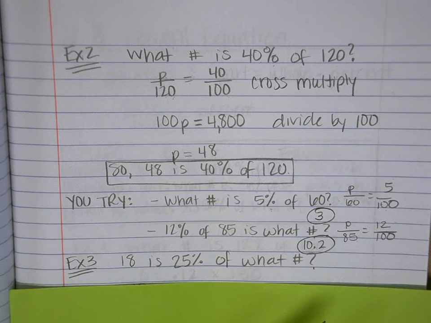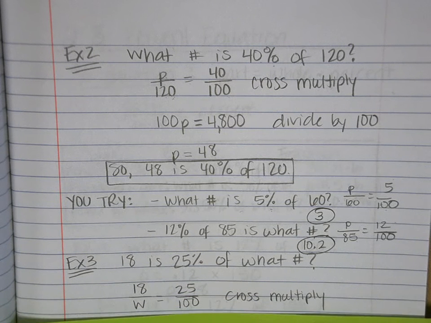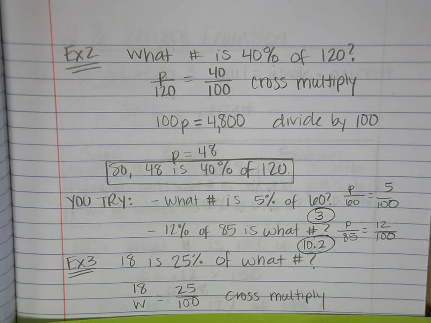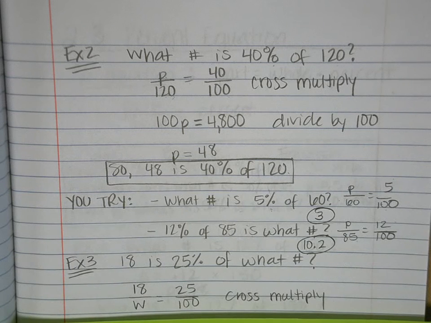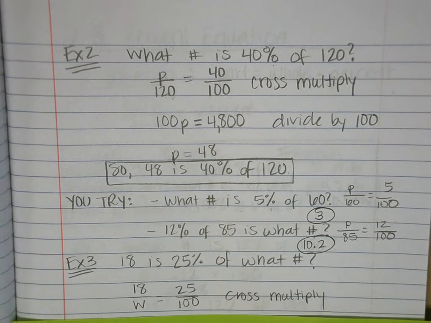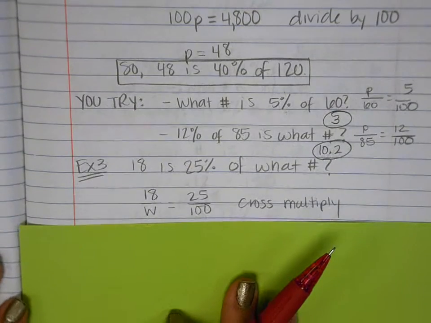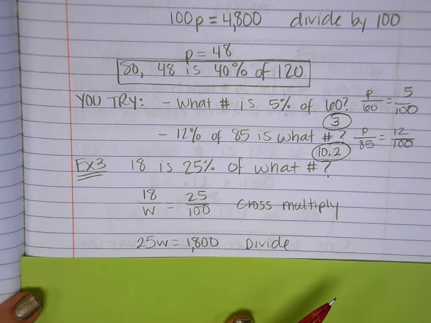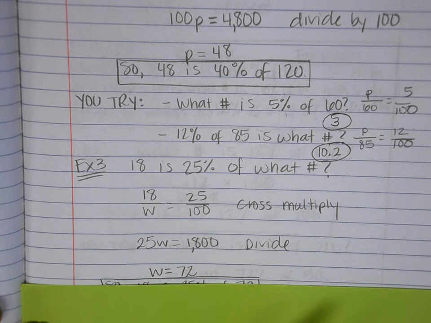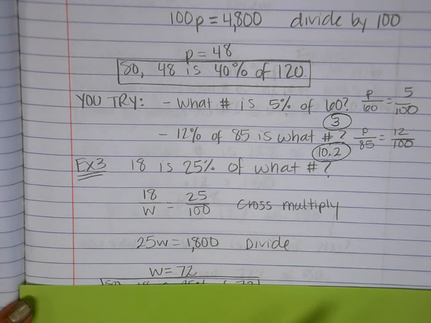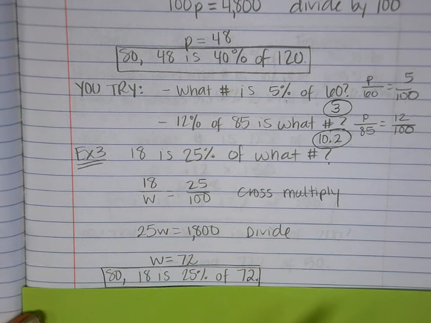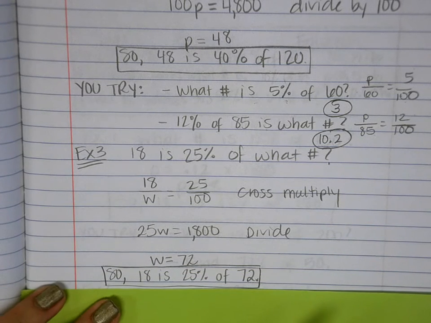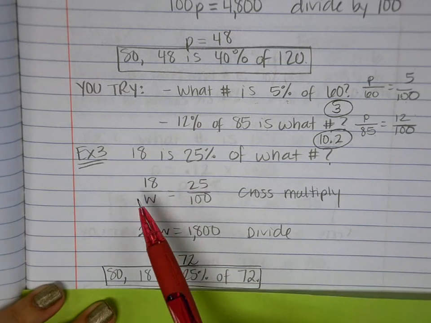So we have 18 over the whole. We don't know. And 25 over the 100. Still the same thing. We're going to cross multiply and divide. That doesn't change. Always cross multiply and divide, and we get 72. 72 is the whole number. 18 is part of it. 72. 18 times 100 divided by 25.